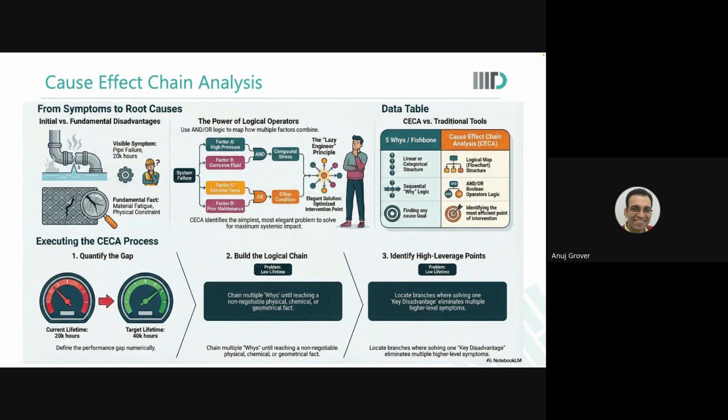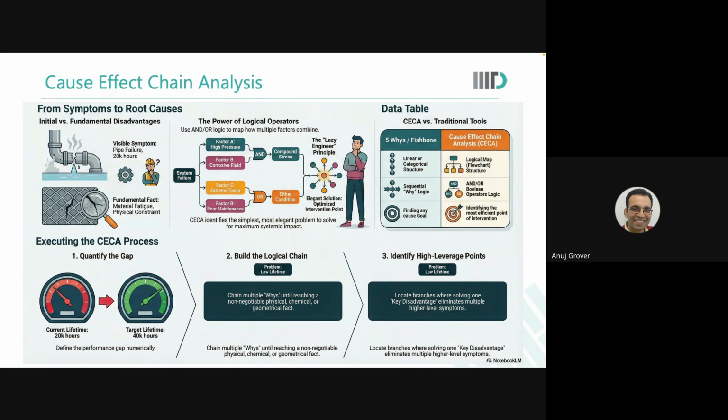Whereas when we come to cause effect chain analysis, we're talking about logical operators also coming into the picture, where we say that there is an AND operator or an OR operator, and there could be multiple reasons because of which a failure can happen or an initial disadvantage may appear. And by going through the chain of intermediate disadvantages, you can now choose which disadvantage or which problem to work on, so that you are able to finally handle the initial disadvantages.